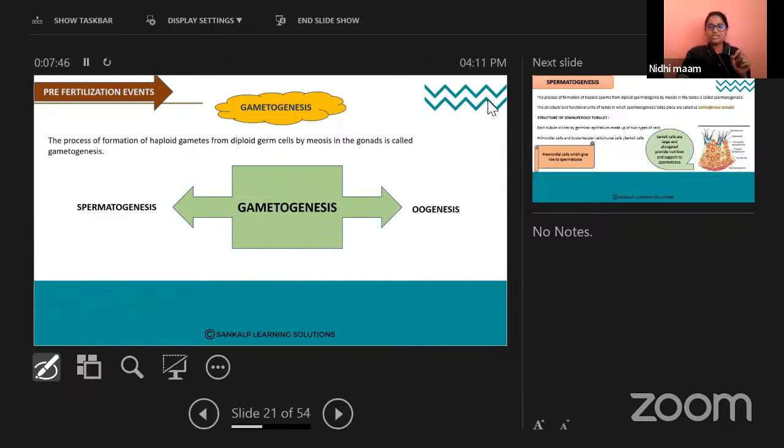So now, in spermatogenesis, sperm production takes place. So what is the ploidy of a sperm?